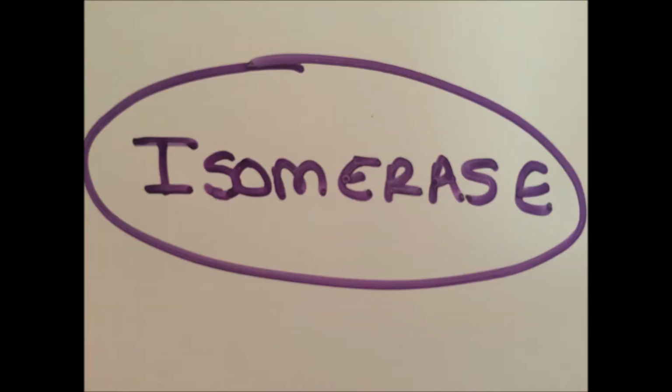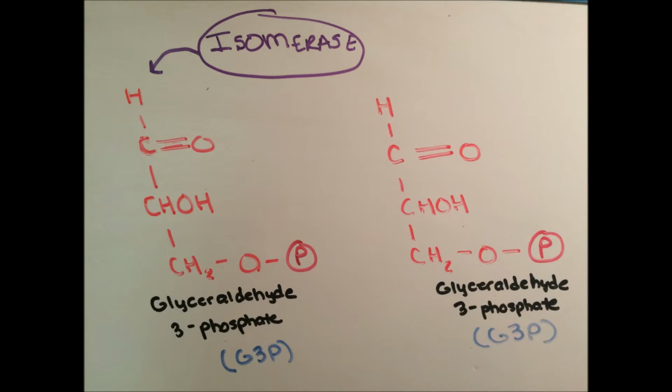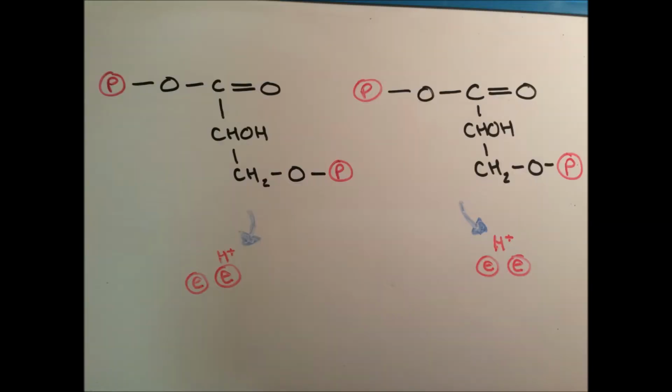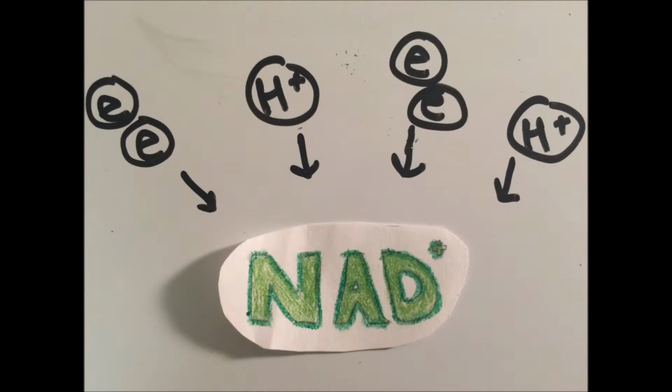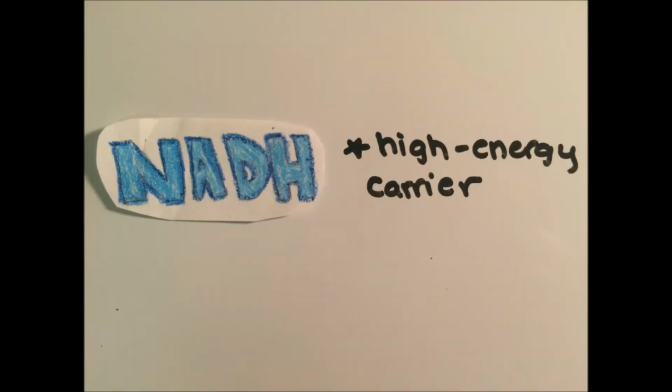The enzyme isomerase converts the DHAP molecule into a G3P itself, and there are now 2 G3Ps. The G3Ps each gain phosphate groups while simultaneously contributing 2 electrons and a hydrogen ion to the low-energy coenzymes NAD+. NAD+ accepts and donates electrons. NAD+ will form 2 NADH, which are high-energy carrier molecules.